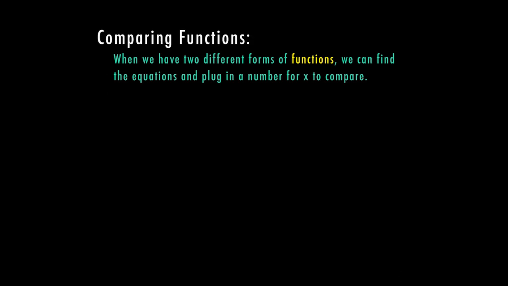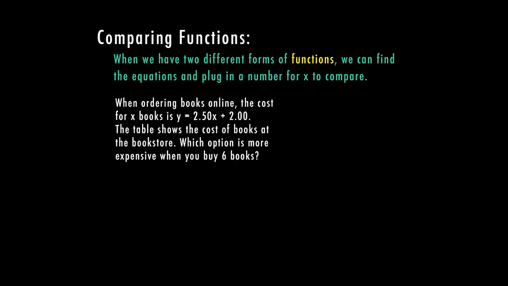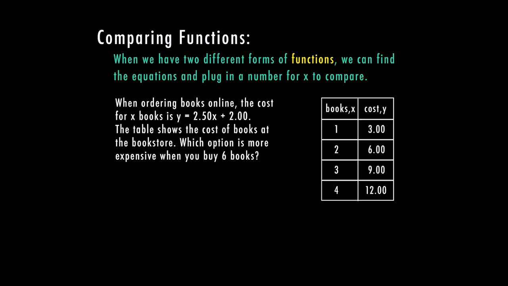Sometimes we have two different forms of functions, and in that case we can find the equations that go with each scenario and plug in a number for x to compare them. So in this case, we're first given an equation. When ordering books online, the cost for x books is y equals $2.50 times x plus $2. Then we have a table. The table shows the cost of the books at the bookstore. We want to know which option is more expensive when you buy 6 books.